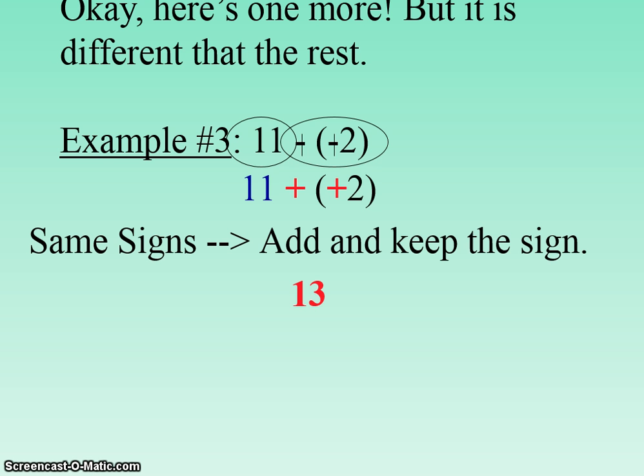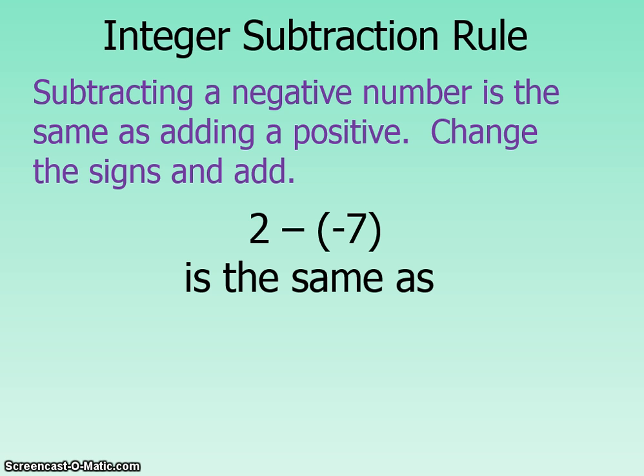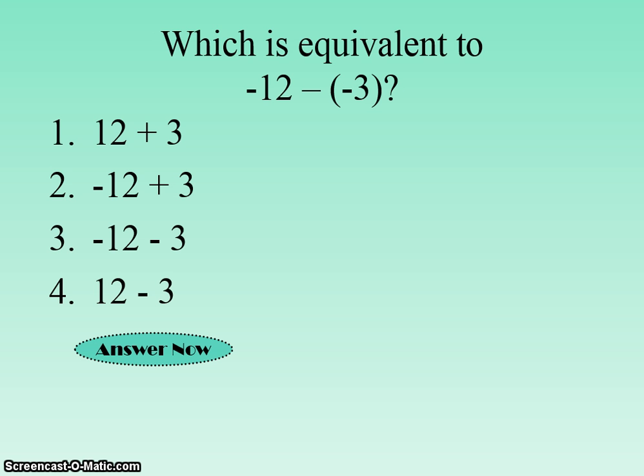You get 13 here. Now, there is the rule when you are subtracting a negative number, it's the same as adding a positive number. You change the sign and add. So in this one, it would become +7 because they cancel each other out. And we end up with 9.